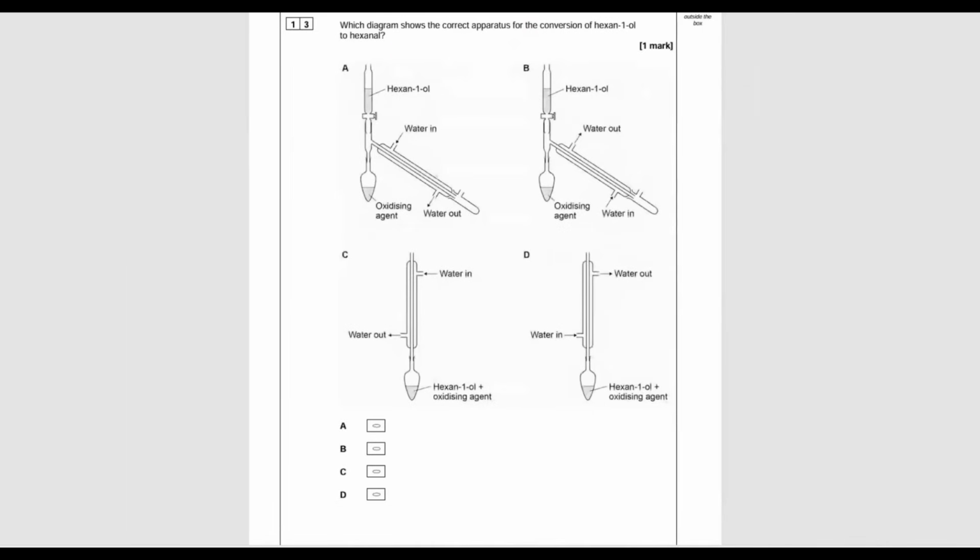Right, which diagram shows the correct apparatus for the conversion of hexan-1-ol to hexanal? Hexan-1-ol is a primary alcohol. Hexanal is an aldehyde. Which of these would you use to make an aldehyde? Why don't you pause the video, have a go. I know I've shrunk it down. I've tried to get the whole question in. Okay, so we've got a primary alcohol there, OH group attached to a carbon with 2 hydrogens, going to make an aldehyde, it's going to make hexanal. You don't get a number with hexanal because aldehydes, the functional group's at the end, so we don't number it.